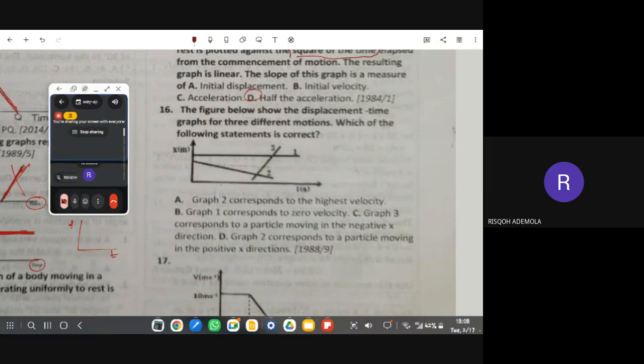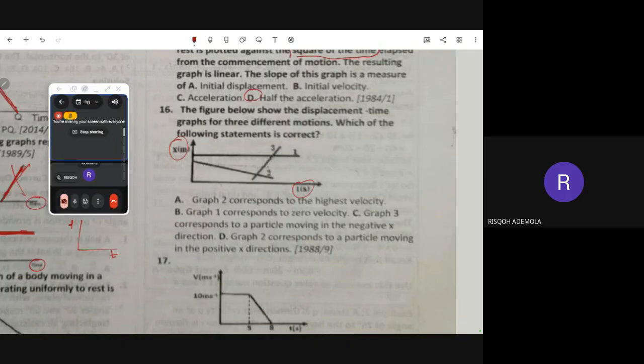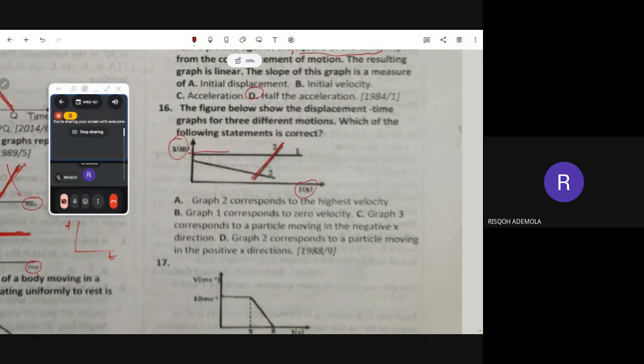Now question 16. The figure below shows the displacement-time graph for 3 different motions. Which of the following statements is correct? Graph 2 corresponds to the highest velocity. Don't forget, it is displacement-time. Graph 1 only corresponds to zero velocity. Graph 3 corresponds to a particle moving in the negative x direction. Graph 2 corresponds to a particle moving in the positive x direction.